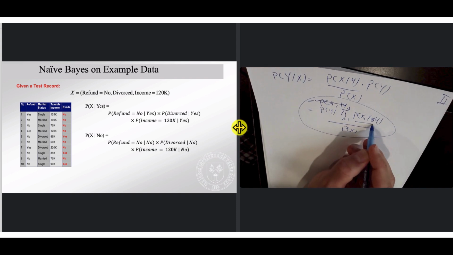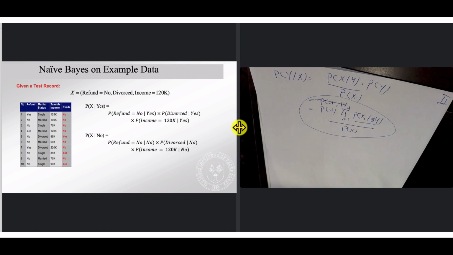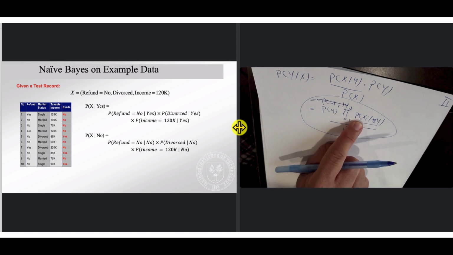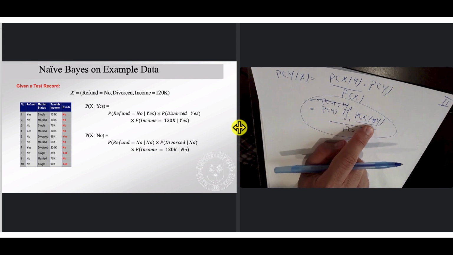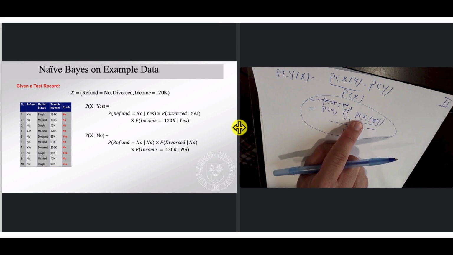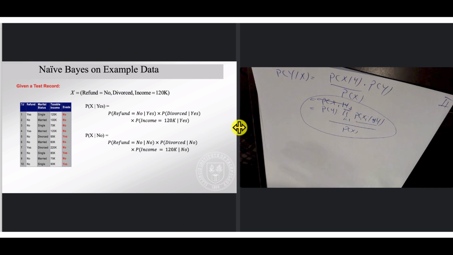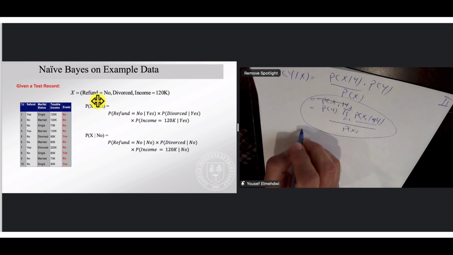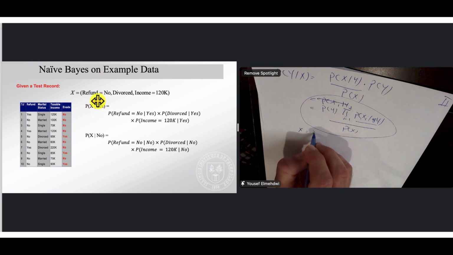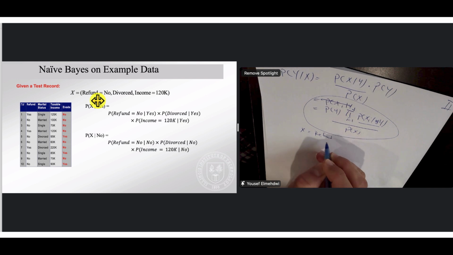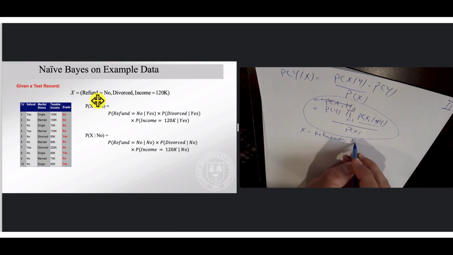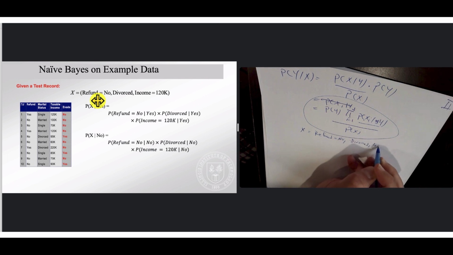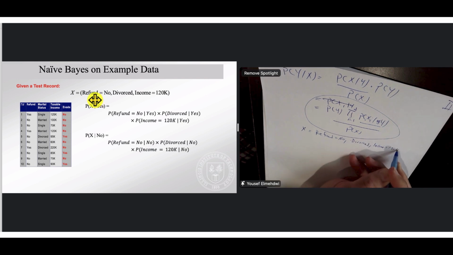Now I give you an instance or data set, and I try to see how I can compute the probability of x given y for each feature. It depends on the data type that we have. So if we give you a value of x that contains, let's say, refund equal no, then divorced, and income equal 100k.